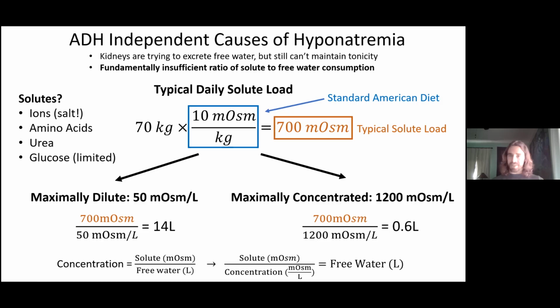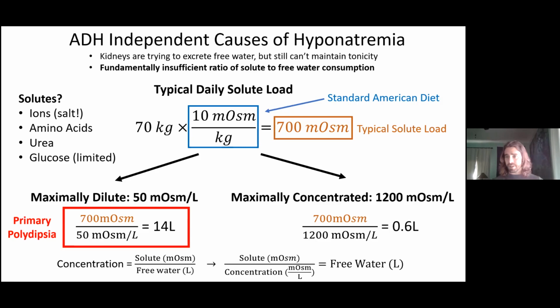Now, in these ADH independent causes of hyponatremia, something is going on over here. We are still at the point where the kidneys are maximally diluting their urine, and yet we are still ingesting too much free water. And so the first cause of this is primary polydipsia. So patients with a primary psych disorder that are consuming truly more than 14 liters of free water a day can still overwhelm the kidneys and still get a hyponatremia.